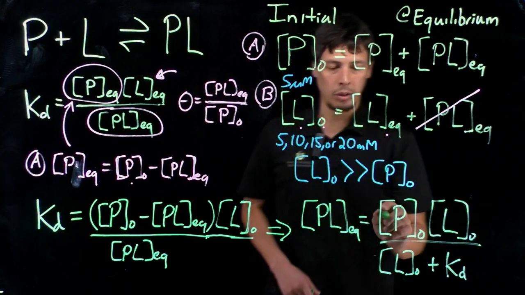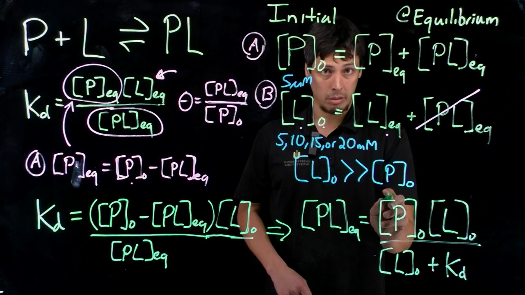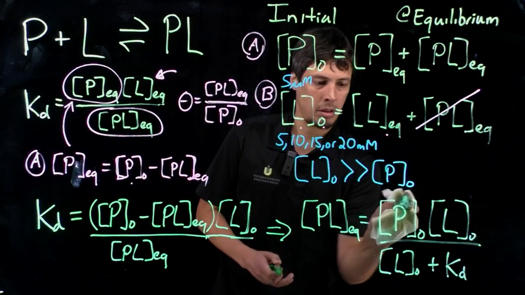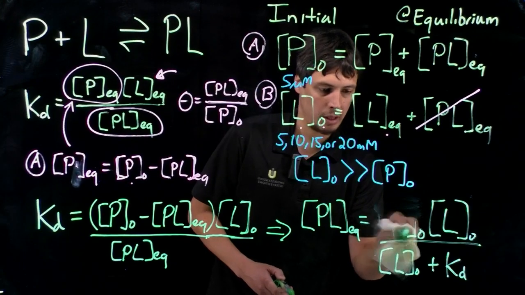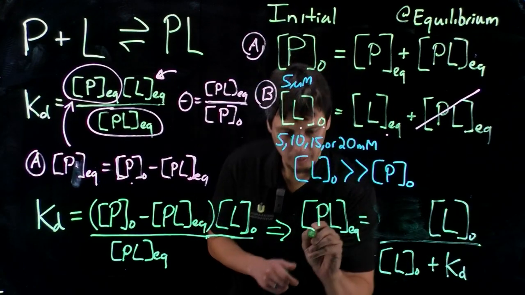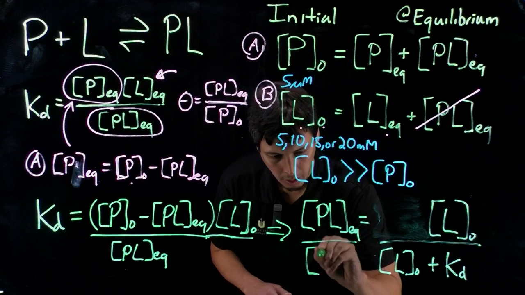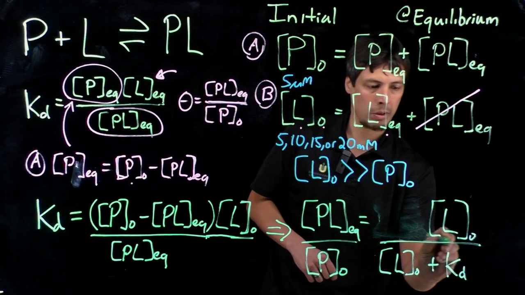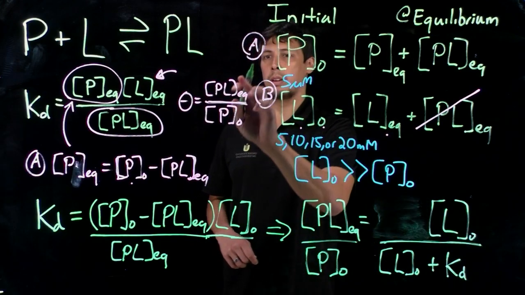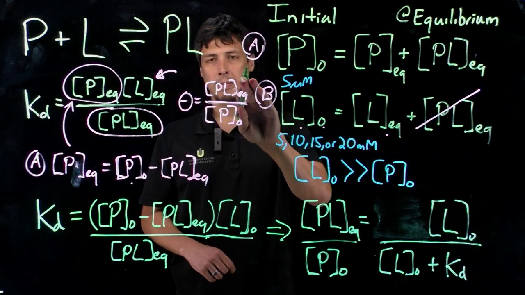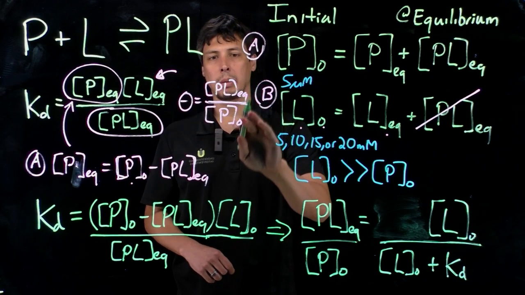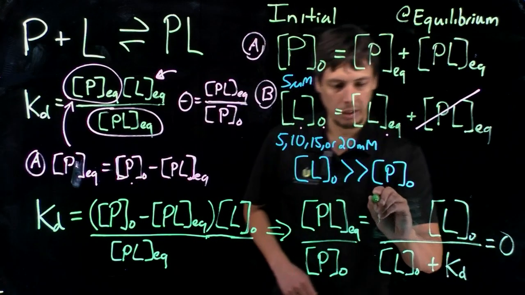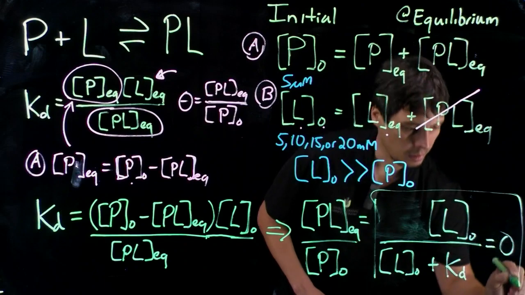Okay? And then when you divide both sides by the initial concentration of the protein, this cancels out. This becomes P naught. And you get the final form of the equation because we have defined the concentration of the ligand-protein complex at equilibrium over the initial protein concentration as theta. And we get the final form of the equation as we've seen it before.